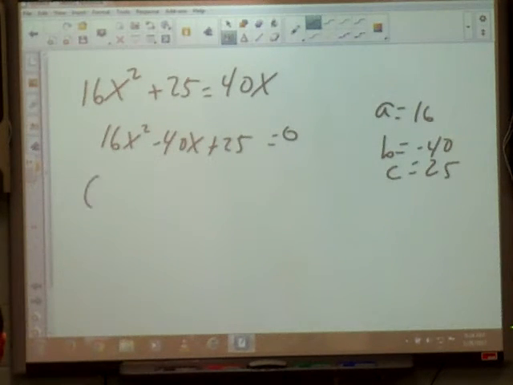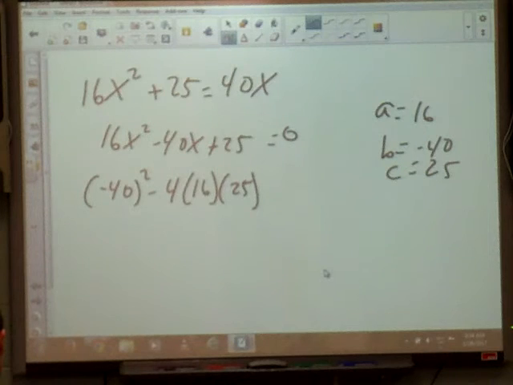So b squared minus 4 times a times c. All right, I've got it all set up. I want you to finish it out and tell me what you get for that piece, and then we'll talk about what type of solution that is.